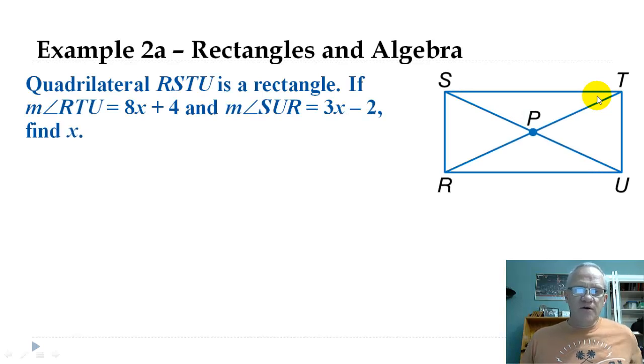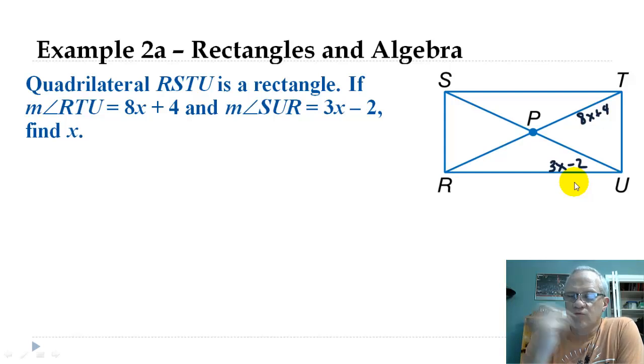Example 2a here. We have a rectangle. RTU is 8x plus 4. Well, let's see. RTU. So that's right in here. This angle right in here. So this is 8x plus 4. SUR is 3x minus 2. That's this one down here. Find x.